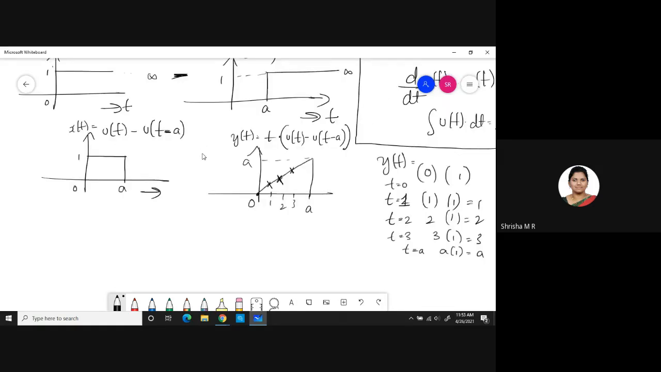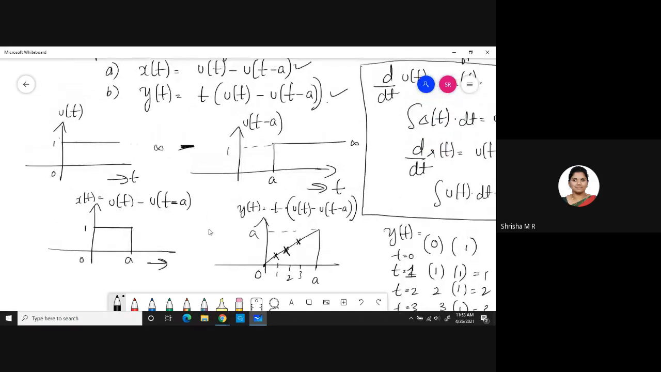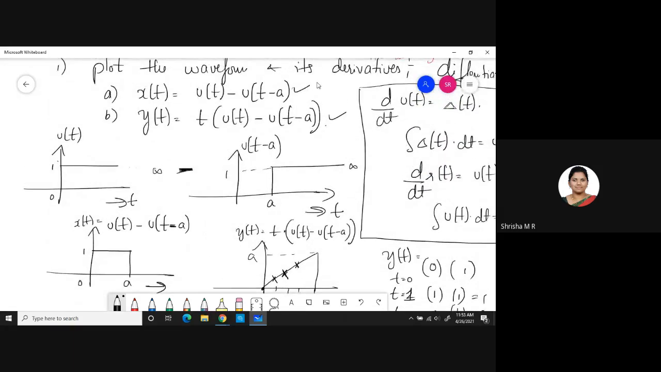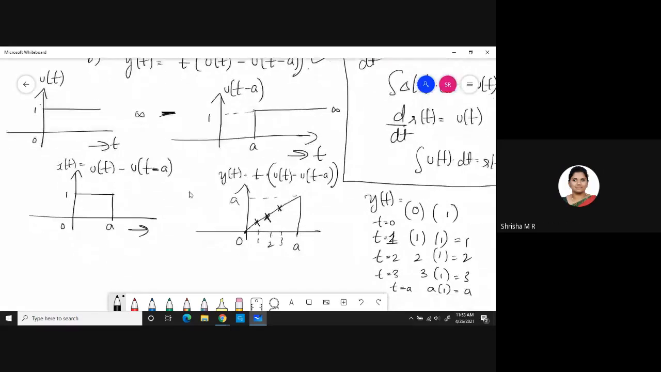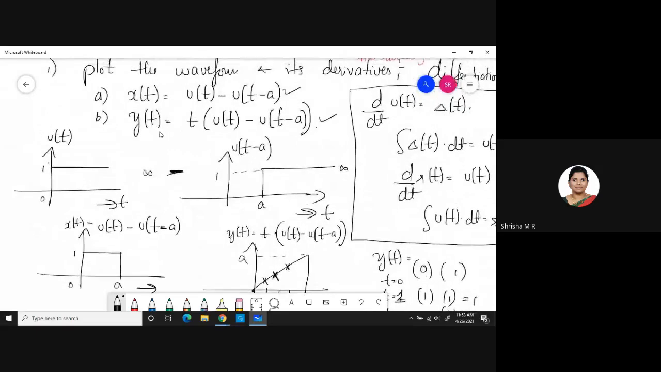You followed whatever we discussed now? Whoever asked me to go slow, did you follow this problem till here? It's clear? The last part, the y of t. Yeah. So you have been given two signals x of t and y of t. They're telling you to plot the waveform and its derivative. First, we'll try to plot the waveforms x of t and y of t. What is x of t? It is u of t minus a. This is the given waveform, that is x of t. Y of t is t into u of t minus a.